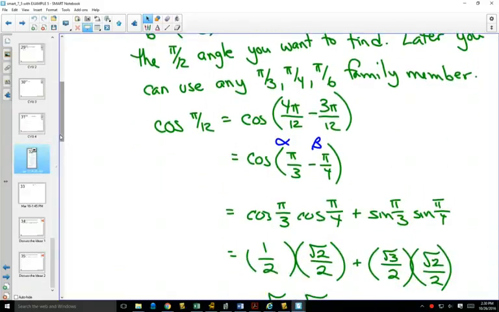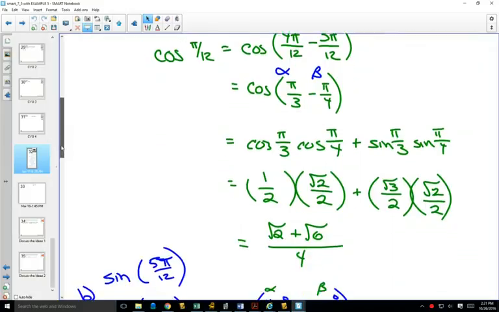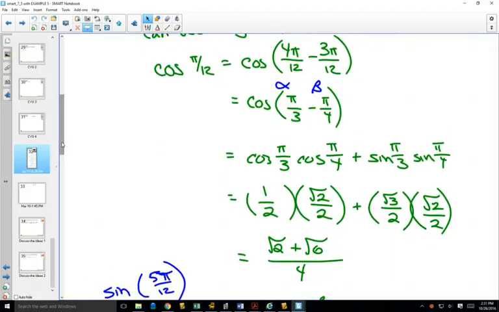and we can plug in pi over 3 for alpha and pi over 4 for beta using our formula, and now all of those values are on our unit circle. So even though there's 4 of them and the equation gets quite large, we can calculate each one of them, and then if we simplify our fractions as we go, we get root 2 plus root 6 over 4.